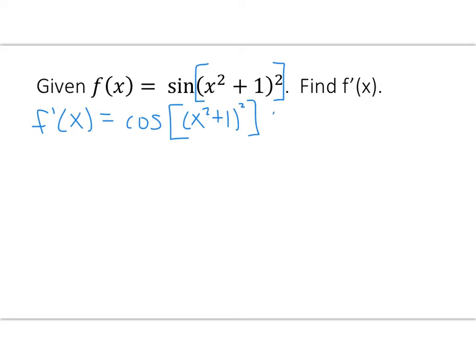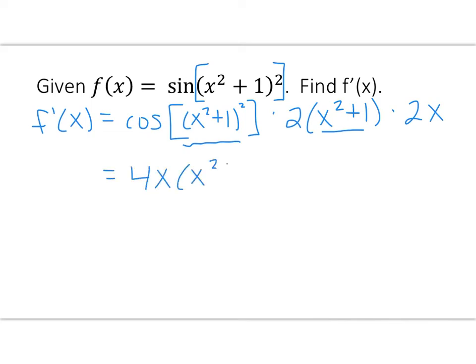But now I have to multiply it again by the derivative of this thing, and this requires my power rule. So this is 2 times x squared plus 1, but now I need the derivative of this inside piece, which is times 2x. So the chain rule means I have to keep taking the derivative of an inside of an inside of an inside. And cleaning this up, 2 times 2x, I have 4x times x squared plus 1 times the cosine of the angle x squared plus 1 squared.